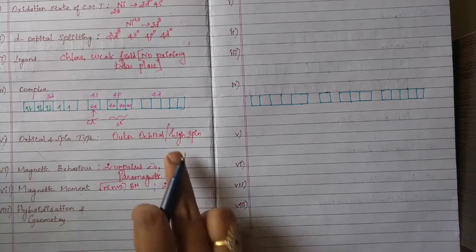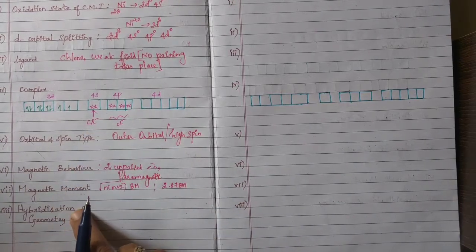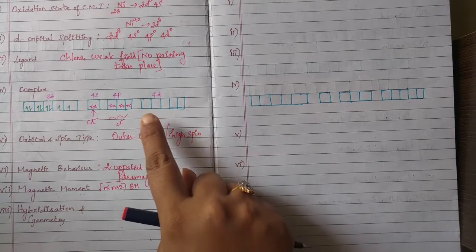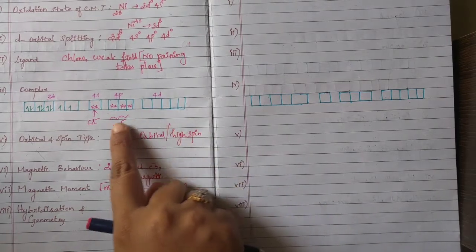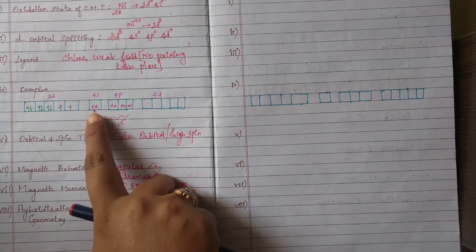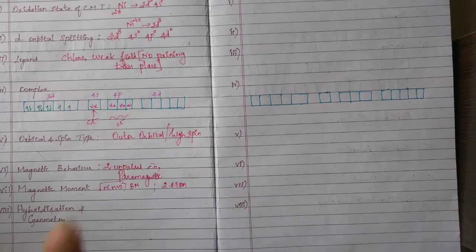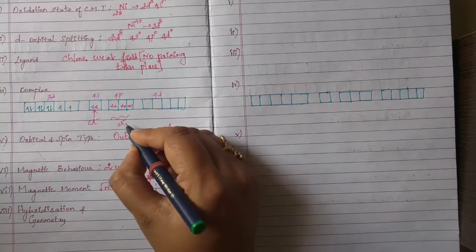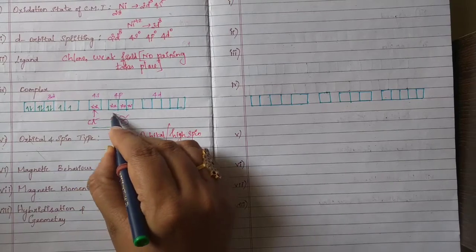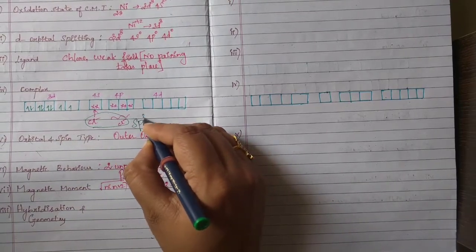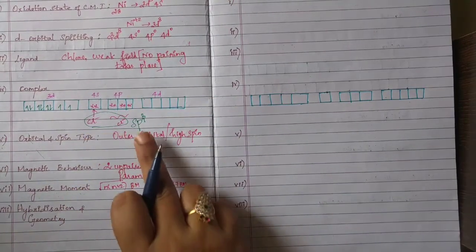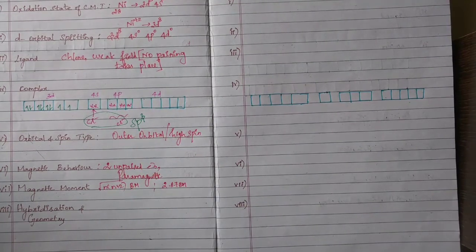Next, hybridization. See students, hybridization means nothing but what type of orbitals are involved in the bond formation. See here, chlorine approaches the 4s and 4p orbitals. So the hybridization is sp3. Totally it depends upon the ligands. So sp3 hybridization.